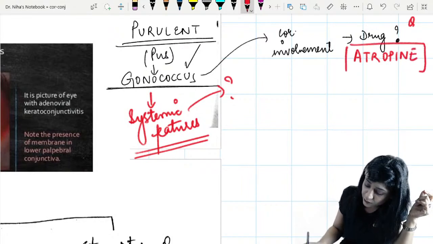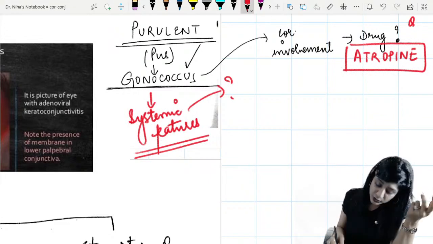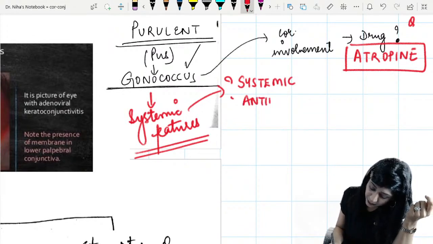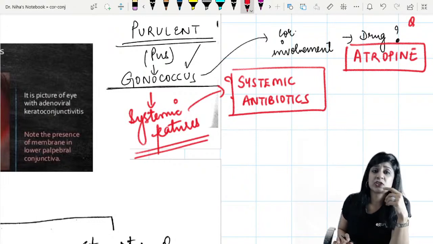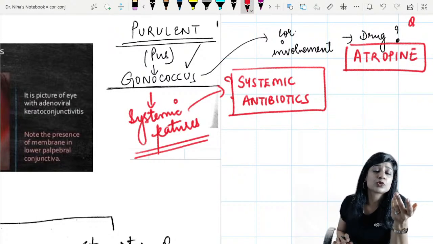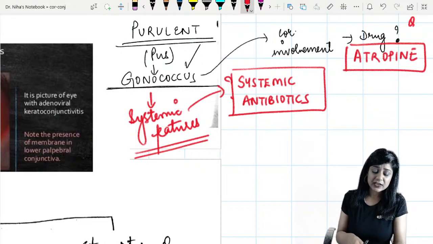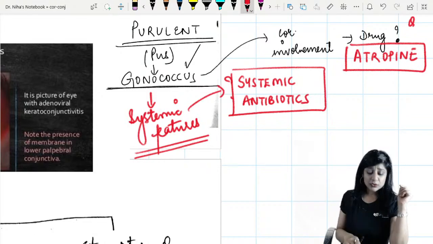Which drug should be given for the corneal involvement? Second thing, because it is having the systemic features also, therefore we give the systemic antibiotics. So most of the times we are giving just the topical antibiotics, but in cases of the gonorrheal infection we can give the systemic antibiotics also. We have to give the systemic antibiotics because here we are having the systemic infection also, while other places we are just giving the topical antibiotics. Okay, all right.